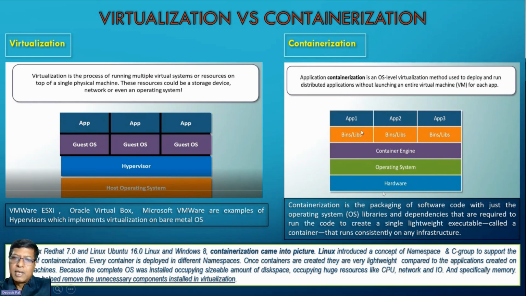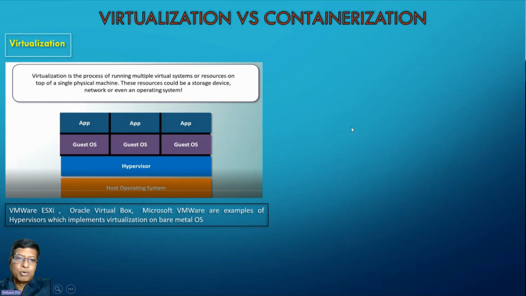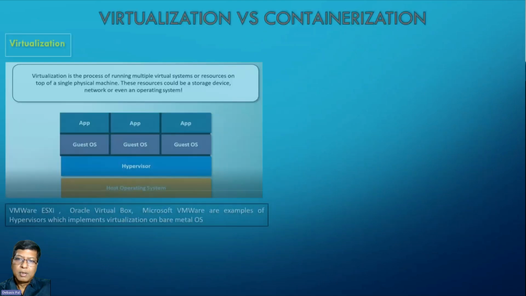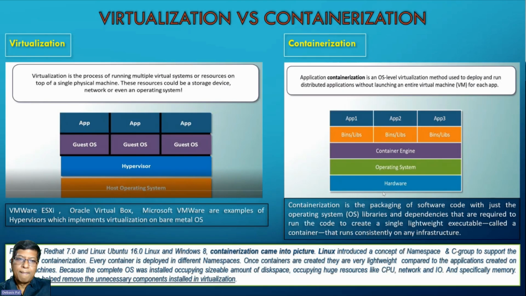Why? Because there is only, as I told you, the C groups and namespace, that is the environment. So this is the environment. You need only the binaries and the libraries of the application layer of the OS.